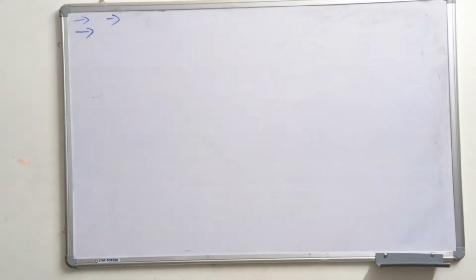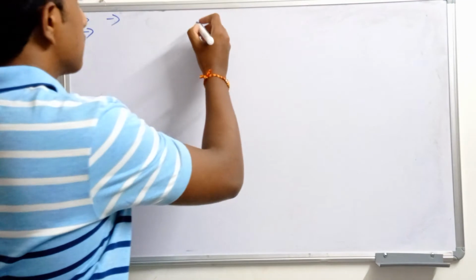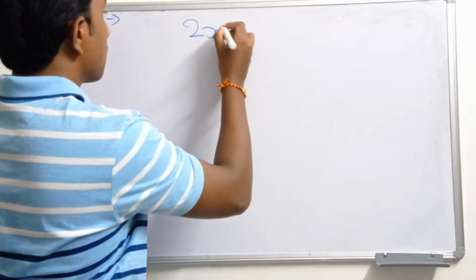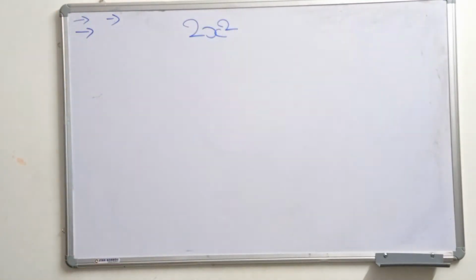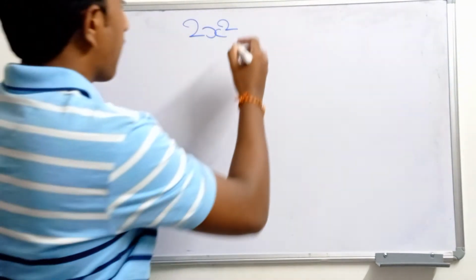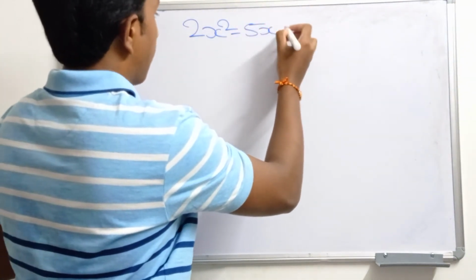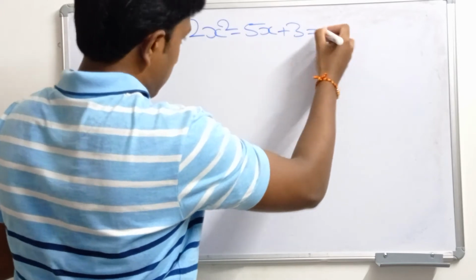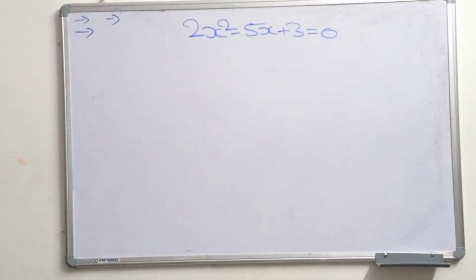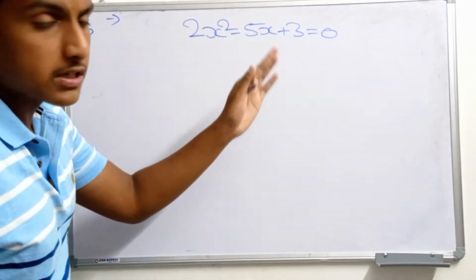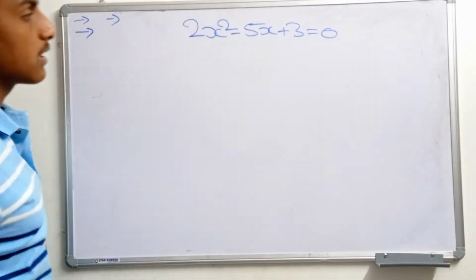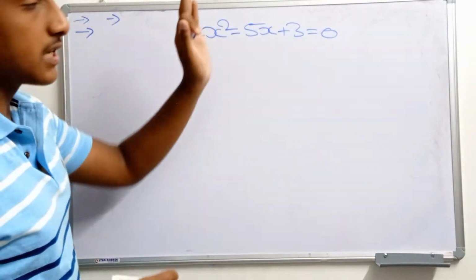The next question is 2x square minus 5x plus 3 is equal to 0. Find the roots of the equation by using the factorization method. The given equation is 2x square minus 5x plus 3 is equal to 0. We have to find the roots of the given equation, guys, by the factorization method.